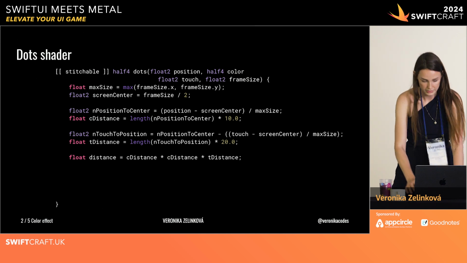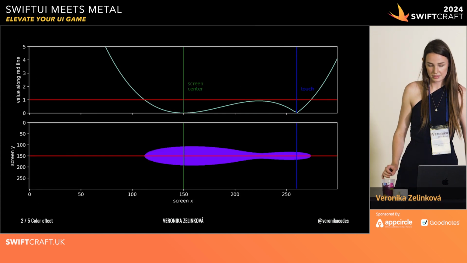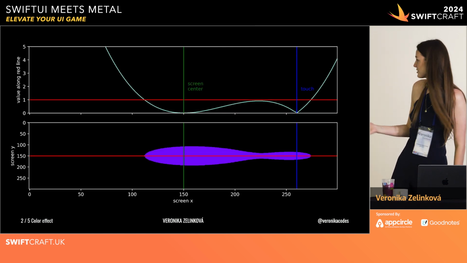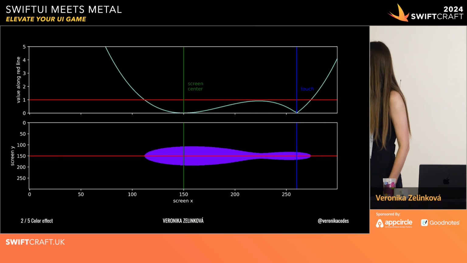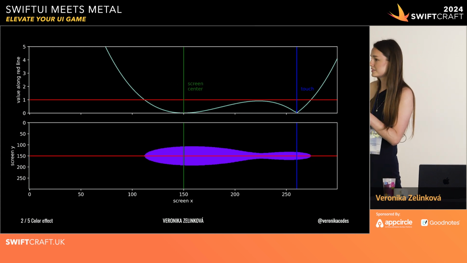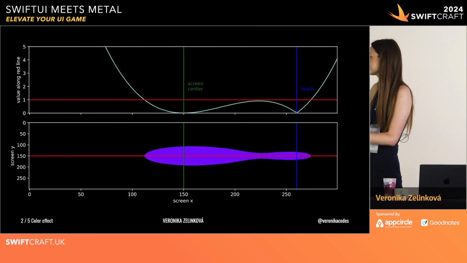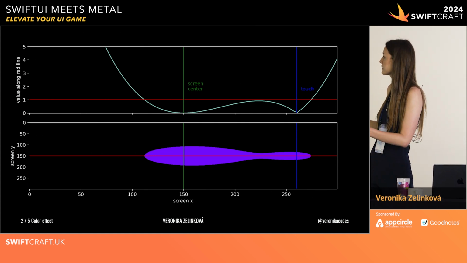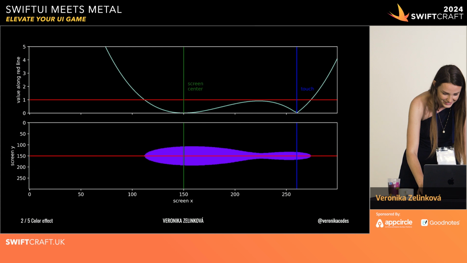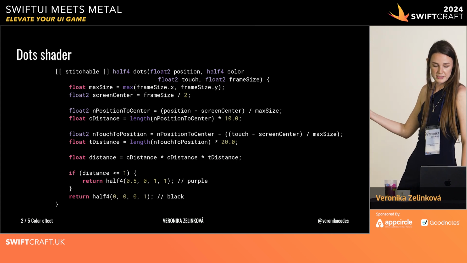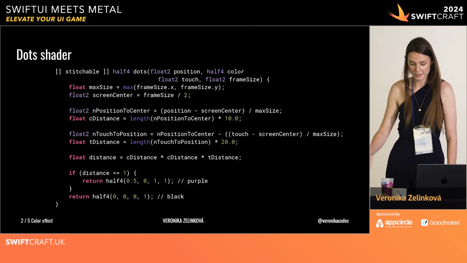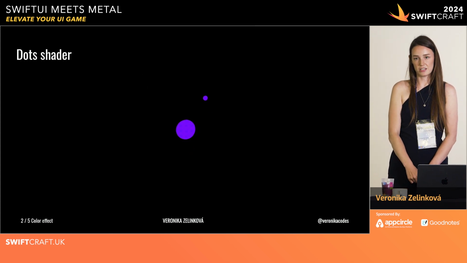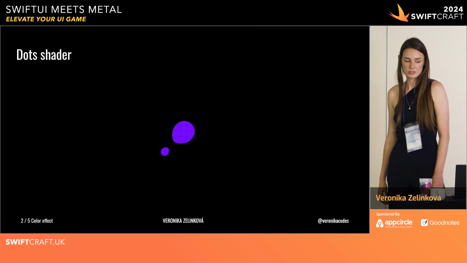This is the distance in code. And now we have the 3D function created. So as I was mentioning at the start, we will just check where the z-axis, or basically where the function is smaller than 1, then in this position we will draw the purple color, and if it's bigger than 1, we will draw black. So I'm just checking if the distance is less or equal 1, I'm returning the purple, otherwise I'm returning black. And that's how we get this interactive dots shader.